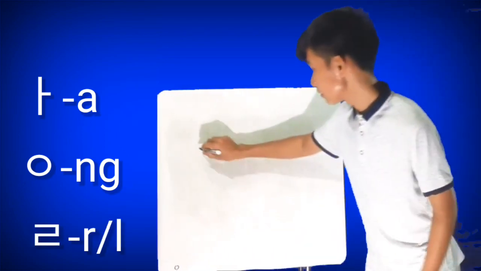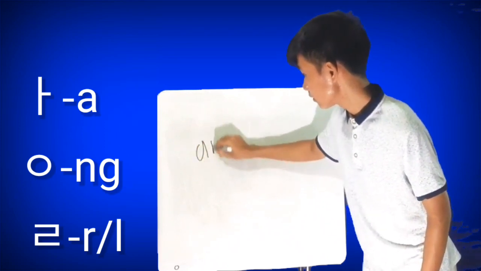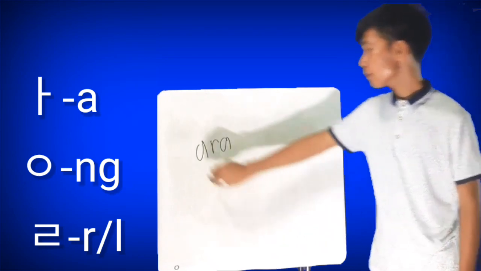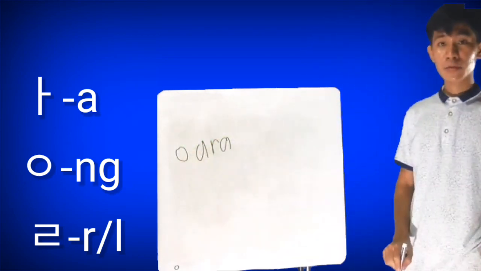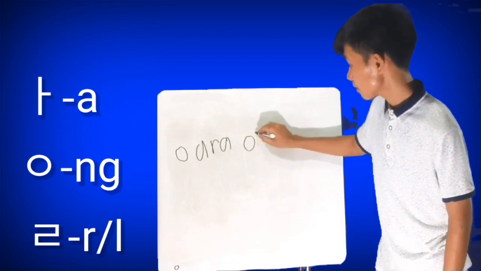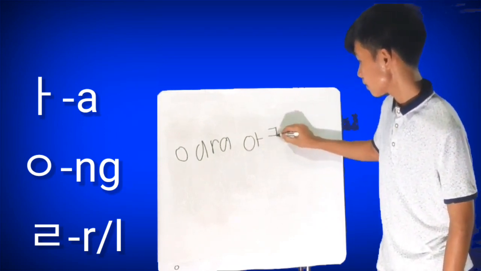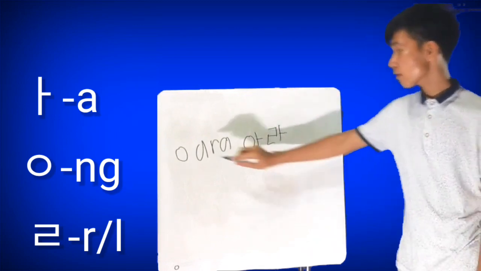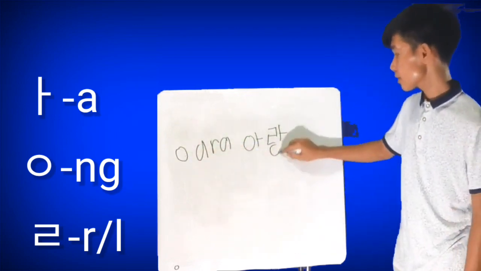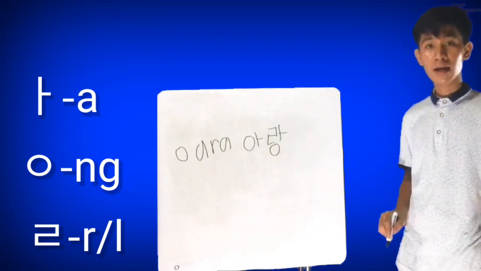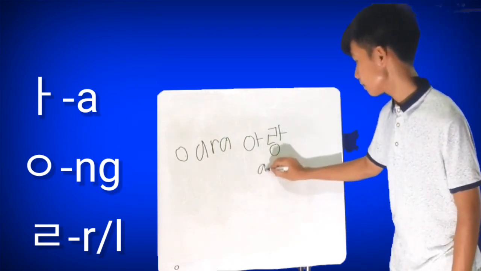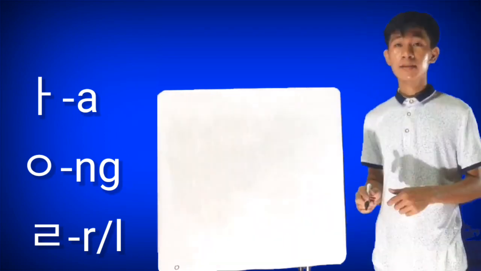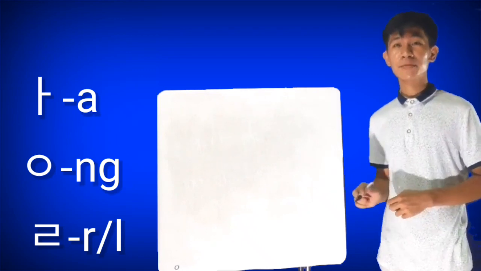Arang. We have to put the zero consonant, so it should be written like this. Ara. But if the zero consonant is placed in the third position, it will be arang. Then let's try a little bit more complex word.